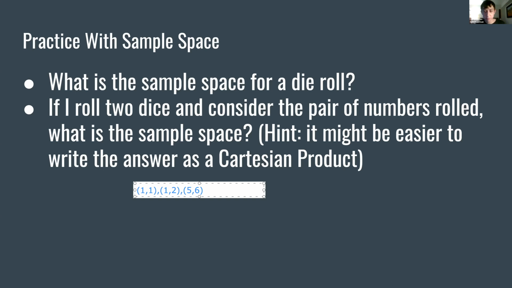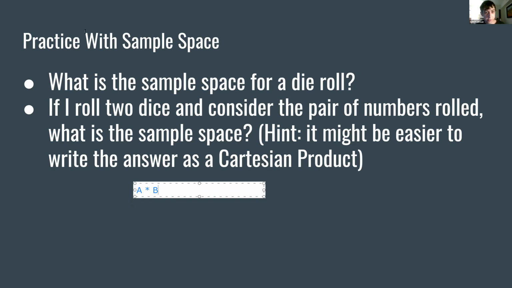I want to see a couple more answers from people before I give the answer. So remember, the way we write a Cartesian product is we're going to have one set, like set A, and then we're going to write it as set A times set B. And that's going to be the set of all elements, one from A and one from B. So if you can figure out how to use this idea to consider the set of pairs you could roll when you're rolling dice.